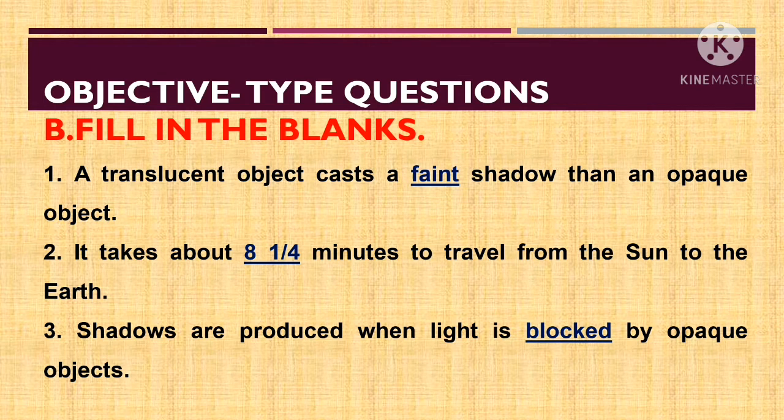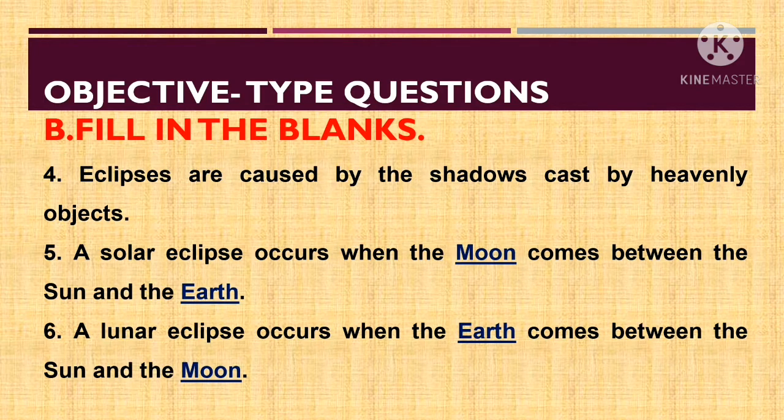Sunlight takes around 8 1/4 minutes to travel from the sun to the earth. Question 3. Shadows are produced when light is blocked by opaque objects. Answer: blocked. Question 4. Dash are cast by the shadows cast by heavenly objects. Answer: eclipses.